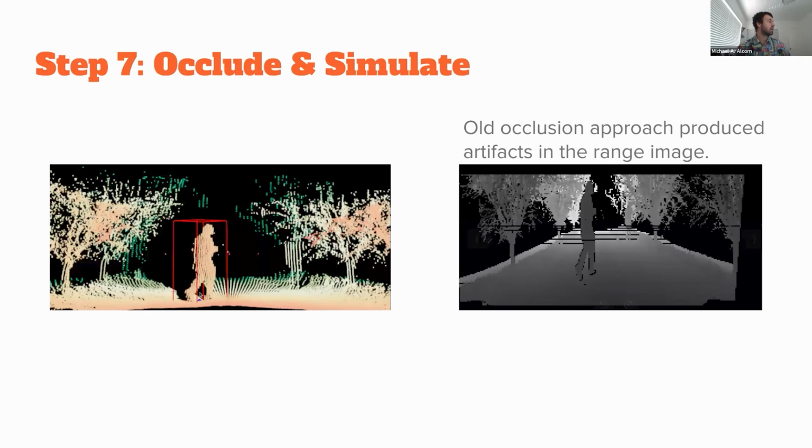And so, like I said, there's some issues with this old approach. When I was originally developing this pipeline, I was focused on the PointPillars model. But if you use that sort of distance-based occlusion step, you end up getting artifacts in a range image, the range image representation of the scene. And so if you want to use range image models, these artifacts can make it kind of tricky to deal with this kind of data. And so the question is how to fix that.